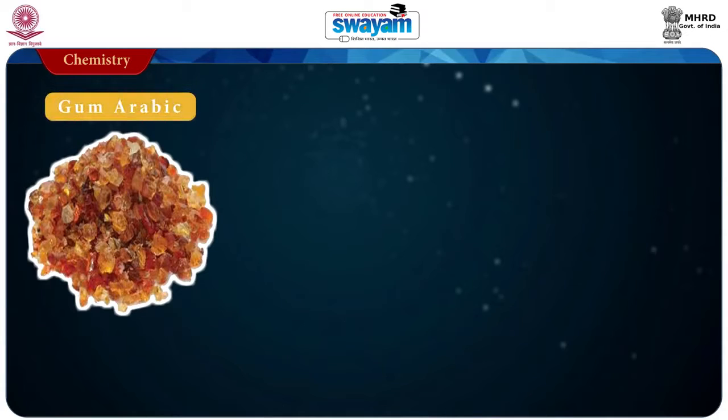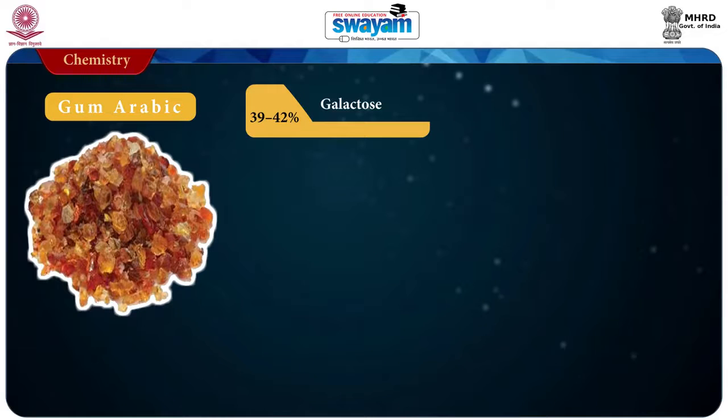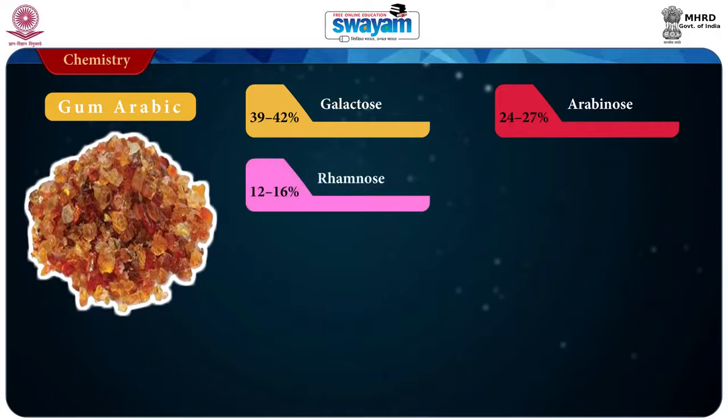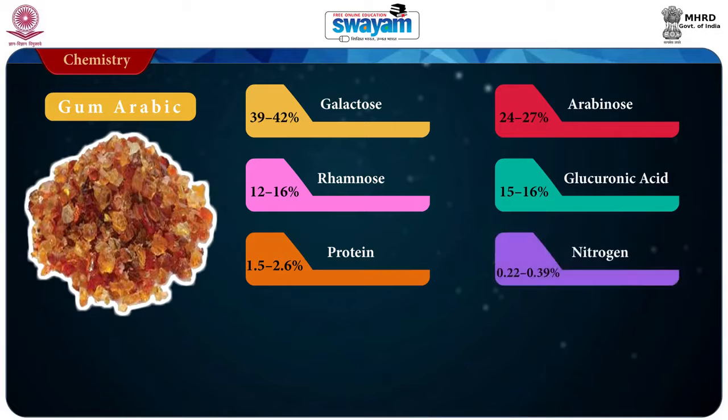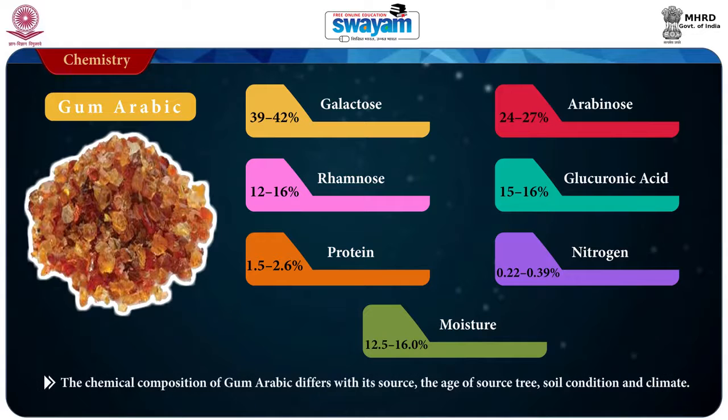Gum arabic is composed of around 39 to 42% of galactose, 24 to 27% of arabinose, 12 to 16% rhamnose, 15 to 16% glucuronic acid and its derivatives, and 1.5 to 2.6% of proteins, 0.22 to 0.39% nitrogen and around 12.5 to 16% moisture. The chemical composition of the gum differs with its source, the age of the tree and the soil conditions as well as the climate.